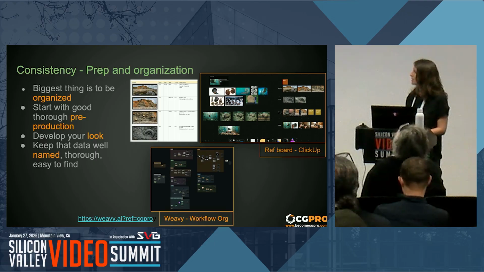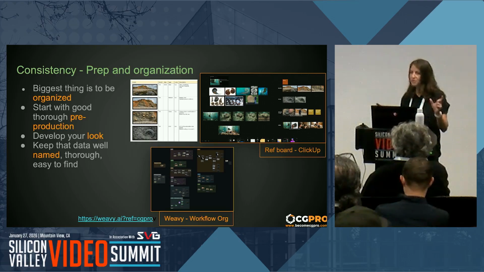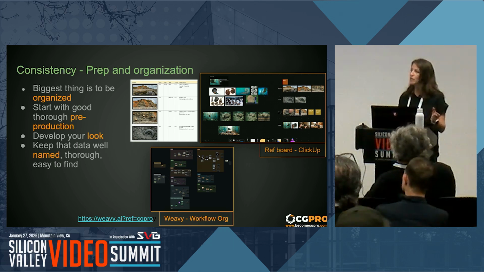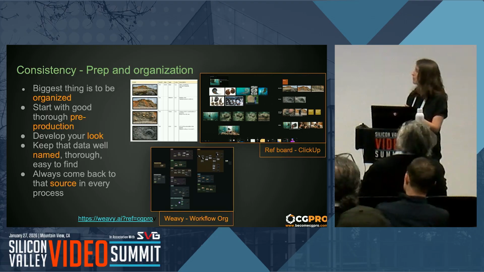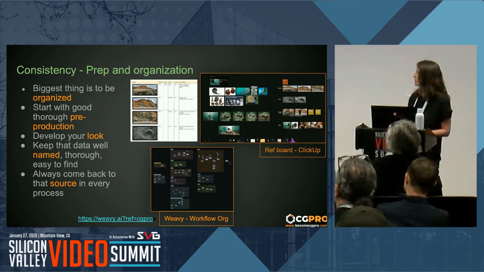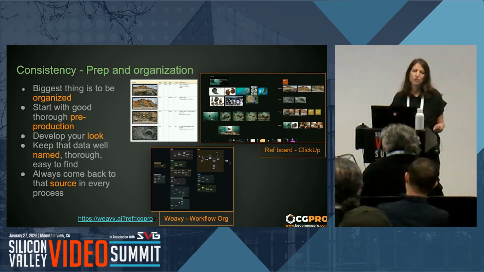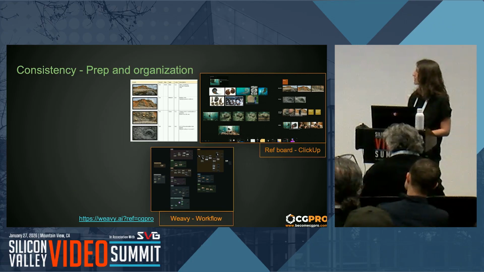So you want to make sure that your data is well named, thorough, easy to find. Create an animatic for your project, everybody. Just start out. You can use images if you want to, but at this point, start plugging in AI, and then plus it up over time. That way, when you take notes on things, you can always come back to the source for the process that you've used in order to retain that consistency.